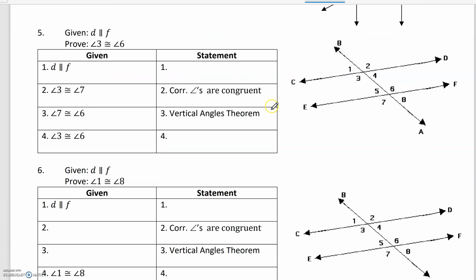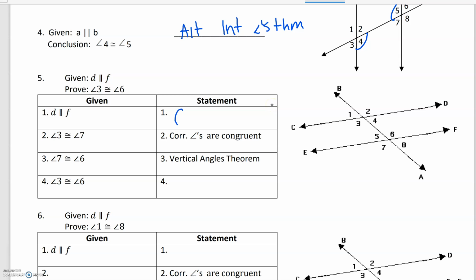So taking a look at this picture, we know that they are parallel, that's given. Corresponding angles are congruent, so 3 and 7 are congruent, and then 6 and 7 are congruent because those are vertical. So these both have 7, so we can put this together with either transitive or substitution.